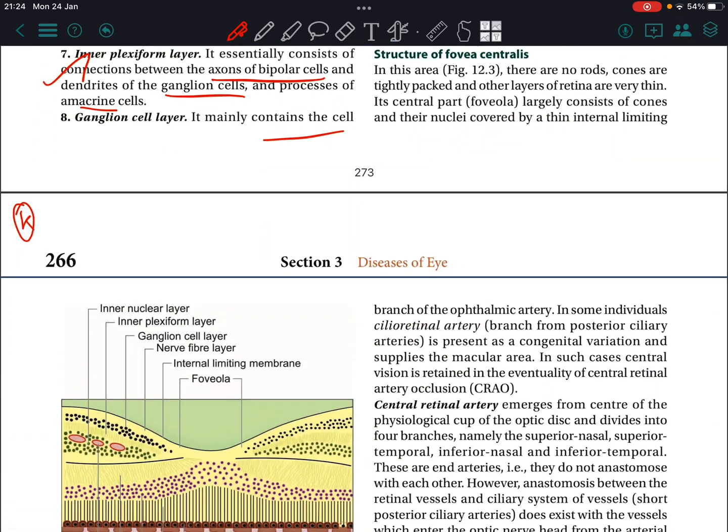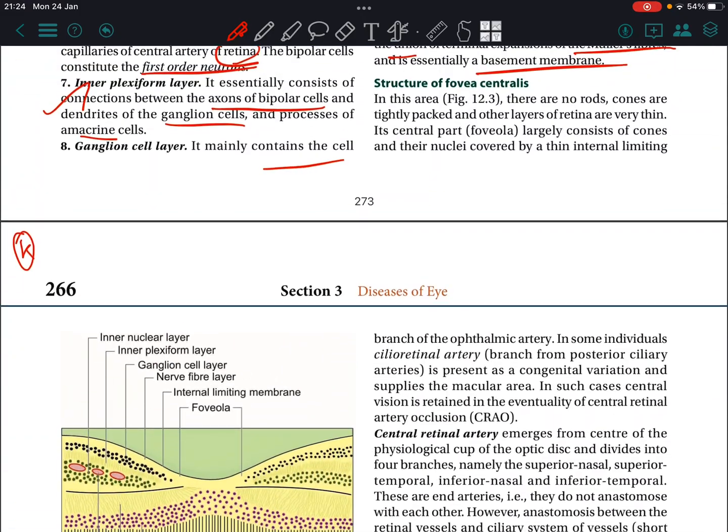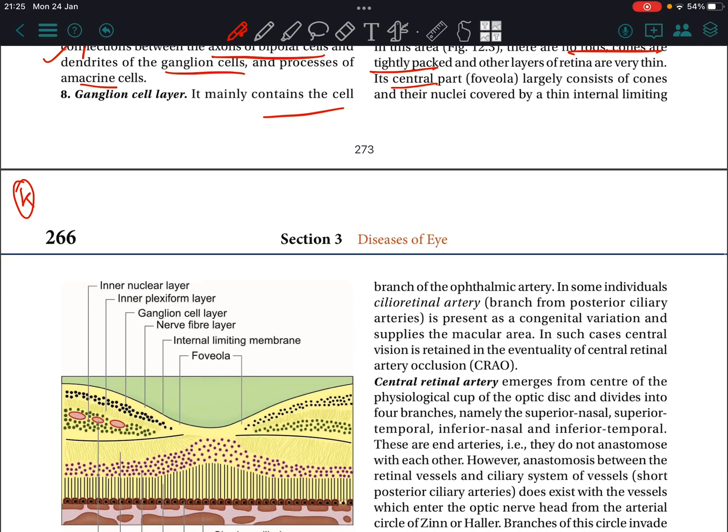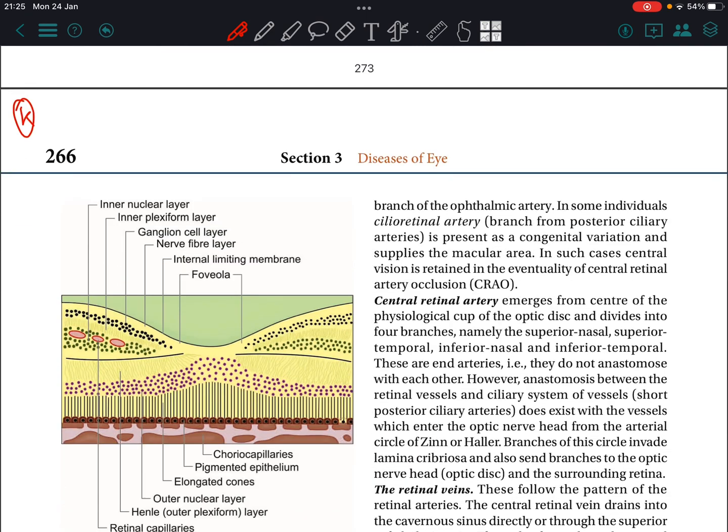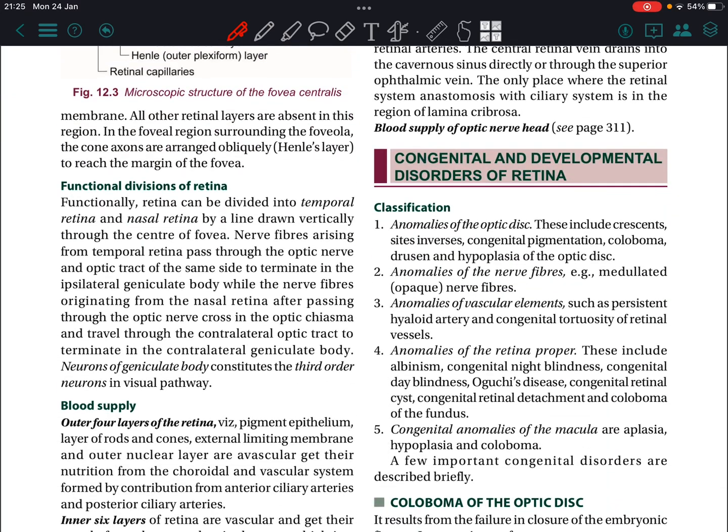Structure of fovea centralis, we'll see in diagram 12.3. There are no rods, and cones are tightly packed. Other layers of retina are very thin. Its central part largely consists of cones and their nuclei covered by a thin internal limiting membrane. All other retinal layers are absent in this region.